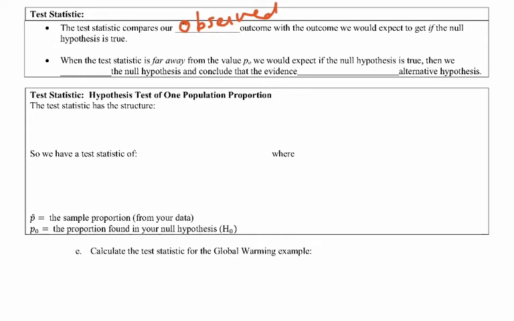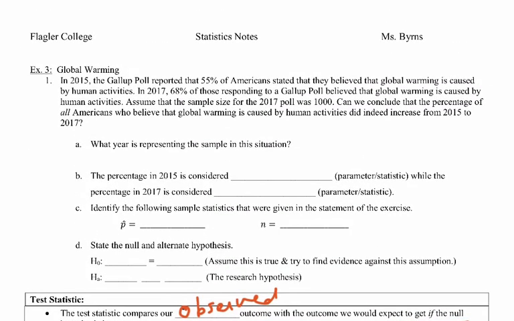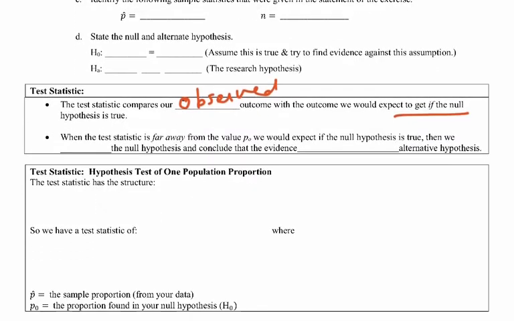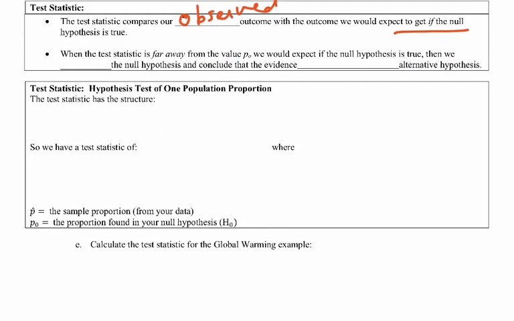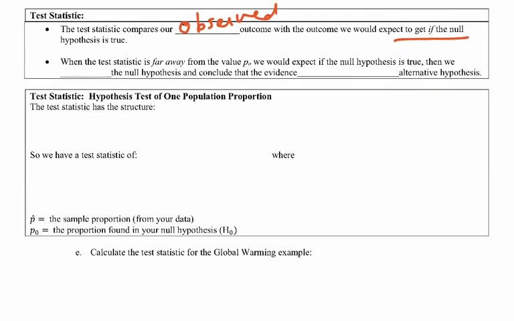It's going to take our observed outcome. What I mean by observed outcome is whatever we got in our sample. When I flipped the coin, I observed that it landed on tails 20 out of 20 flips. That's the observed outcome. We want to compare that to what we would expect to get if the null hypothesis were true. If it was a fair coin, for example, or if the population proportion in that previous example were still at 55%. That's what would happen if the null hypothesis were true. We compare what we observe in our sample to what we'd expect to happen if the null hypothesis were true.